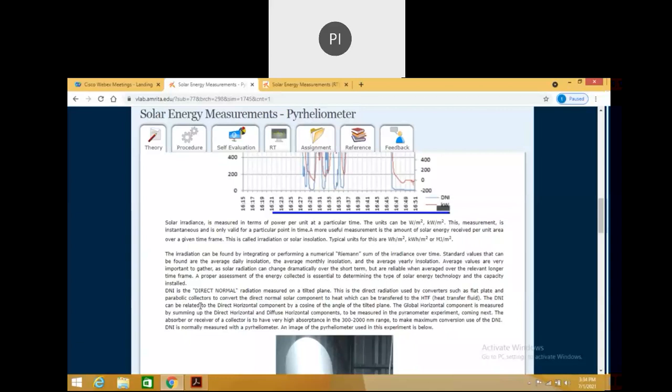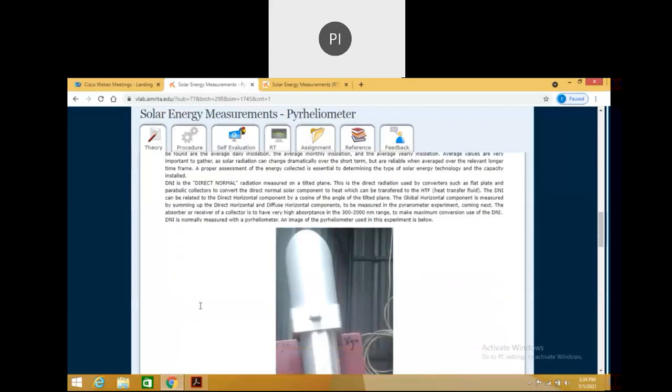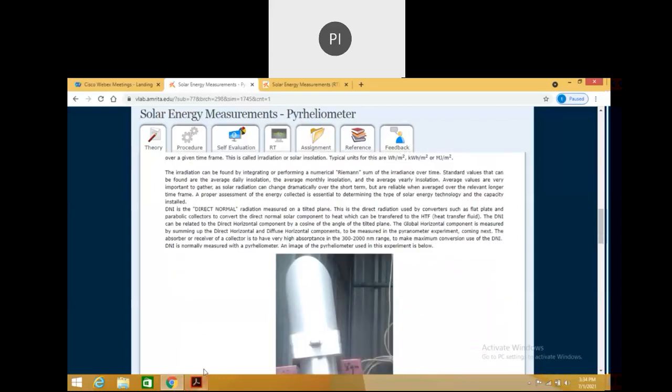A more useful measurement is the amount of solar energy received per unit area over a given time frame. This is called irradiation or solar insolation. The typical unit for this is watt hour per meter square, kilowatt hour per meter square, or megajoules per meter square. See how it is placed.